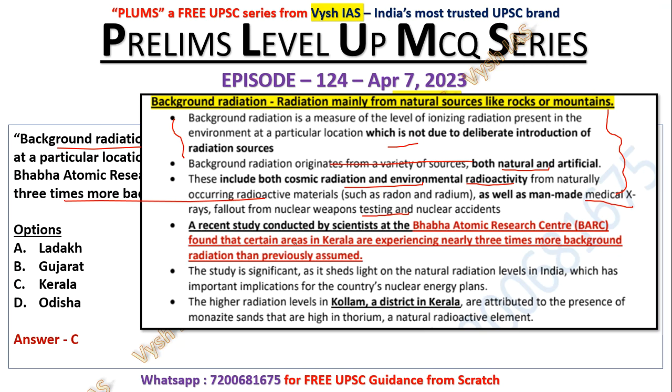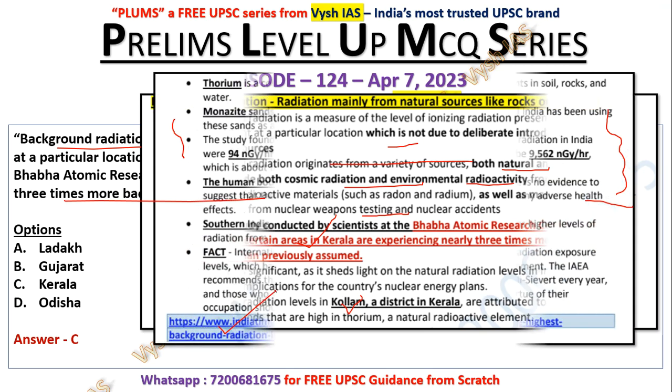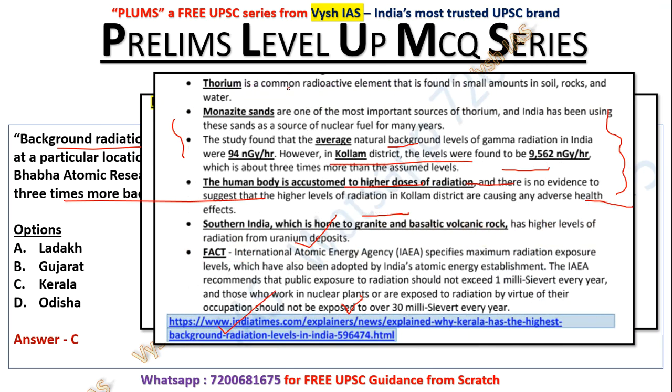So if you see here, Kerala has 3 times more than that, and the highest radiation level is in a district called Kollam, which is one district above the southernmost coast, this one. Okay, that is where this thorium and monazite sands are there. So it's a natural radioactive element, and that is why we have radiations being emitted. It's a very important source and very useful for India also. So we'll see how this is being dealt with.